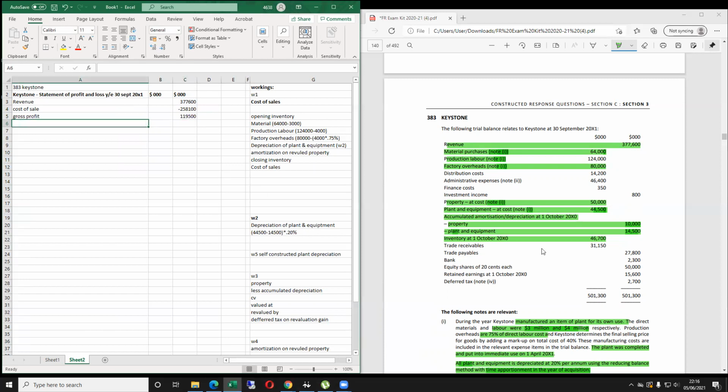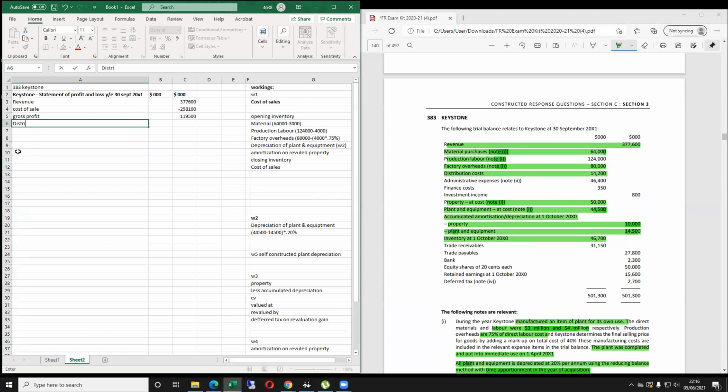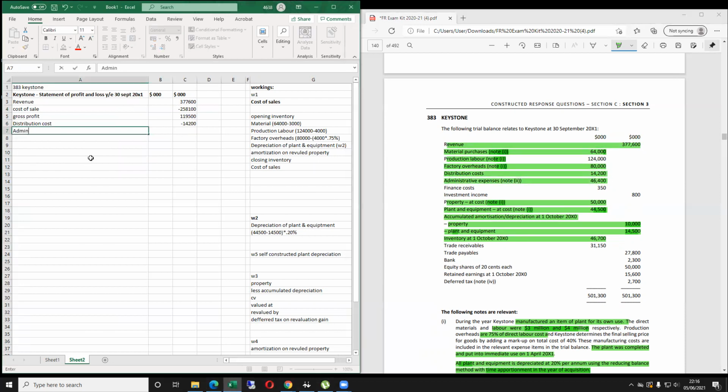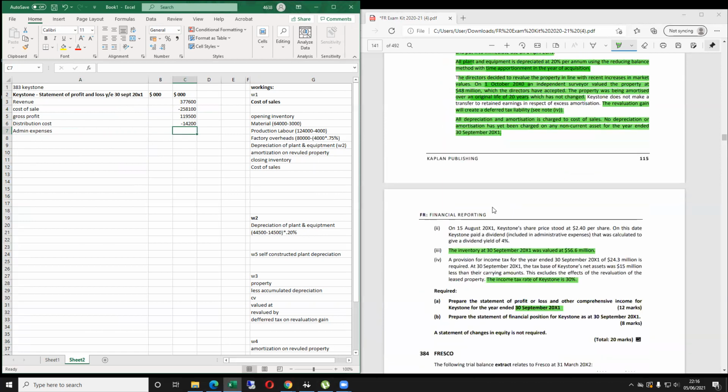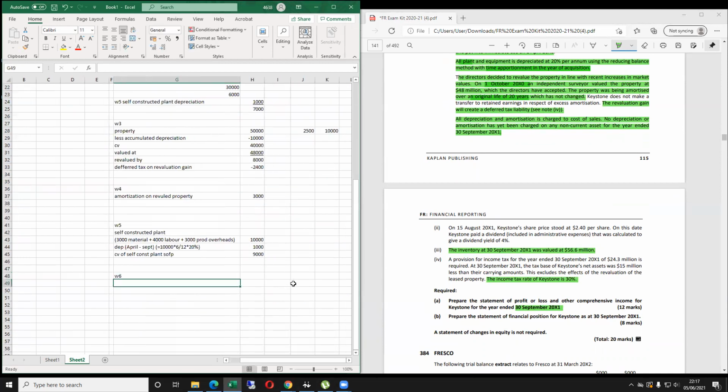Let me see which one is an easy mark. Distribution cost. We can write distribution cost, which is minus, where is our distribution cost? 14,200. Simple. Then we have administrative expenses. You can see there is a note too. You can't write it directly because there must be some adjustment. Go to your note 2 and working 6, where is it? Our working 6 is related to admin expense.